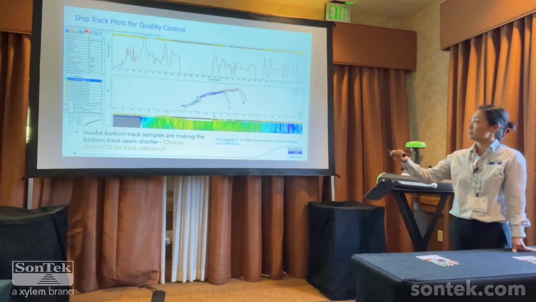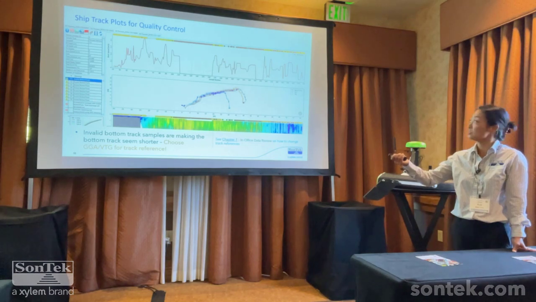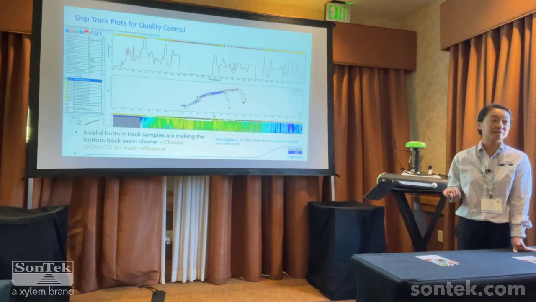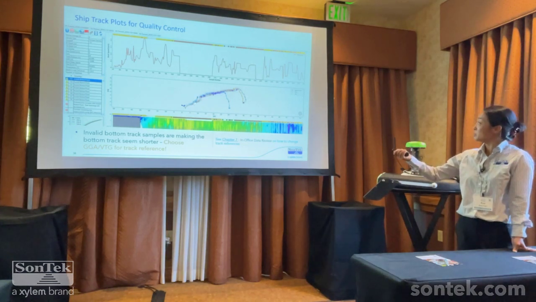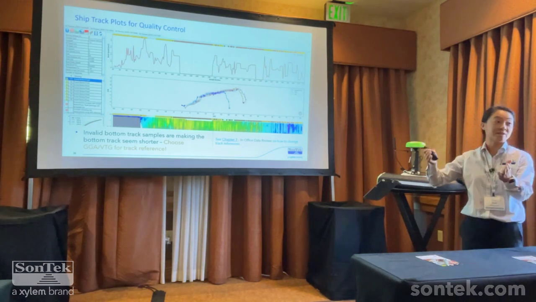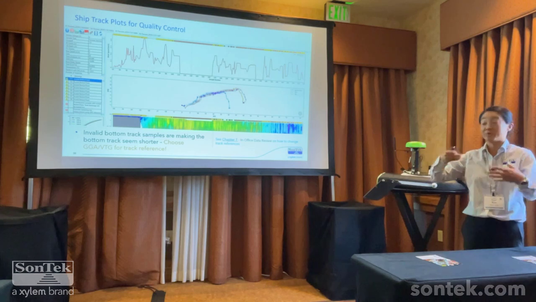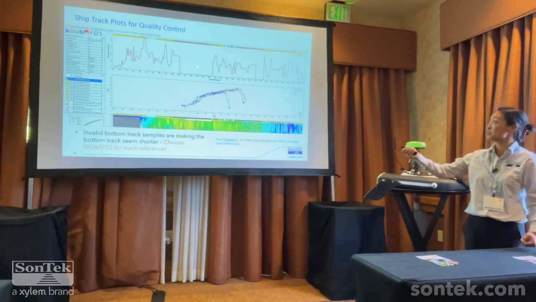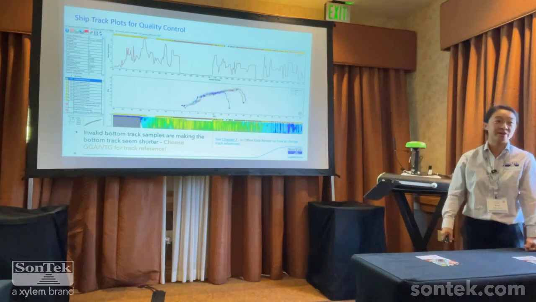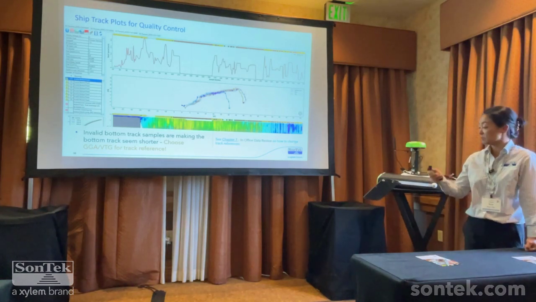And you'll see here, I have highlighted invalid bottom track. So you have a couple invalid bottom track warnings here. That corresponds to the row of black dots that you see here. What's happening in this measurement is that we actually have invalid bottom track. And so this blue bottom track ship track actually looks way shorter than your GPS track and what the boat actually did, because we just have a whole bunch of invalid bottom track in the middle.